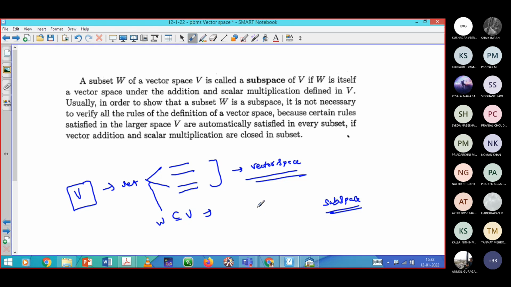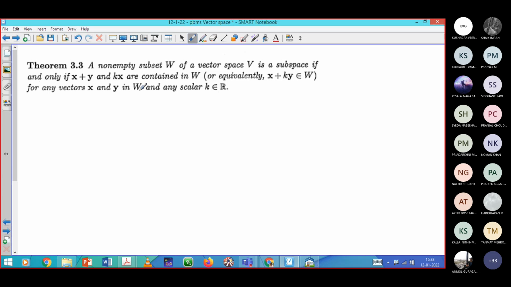Yes, sir. But here they mention one sentence. It is not required to verify all the properties of the vector space. Why? Because it is a subset of the vector space. Instead of verifying all the 8 conditions in both cases, it is enough to verify only 2 properties. That is what the theorem defines. One property you need to check is x plus y.